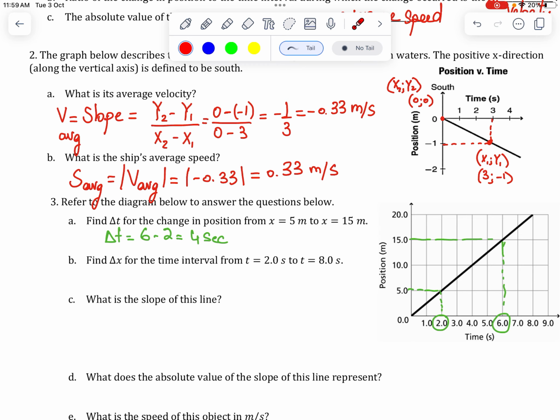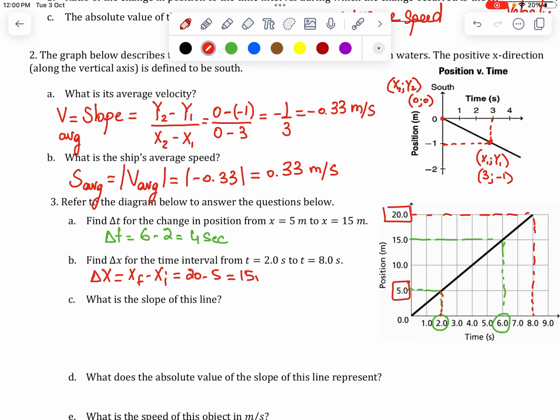The following question, find delta x for the time interval from 2 to 8. Now I need to find delta x, the displacement, from the time equals 2, which is this one, and the position for the time 8 seconds, which is 20. So the displacement is the final position minus the initial position, which is 20 minus 5, which is 15 meters.